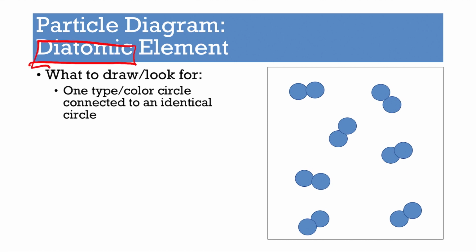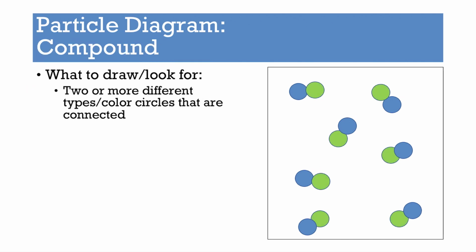If you have a diatomic element, remember di means two atoms, and we're talking about an element, so you have to have the same color. You have one type of color connected to an identical circle. So now we have two blue ones. If you see the same thing connected to itself, it is an element. It's one of those diatomic elements that cannot go anywhere without their partner. Okay, so these what to draw, what to look for tips are very, very helpful.